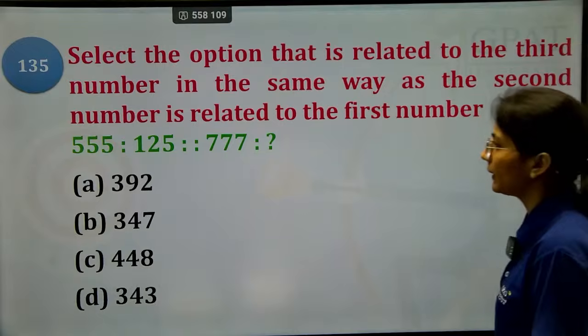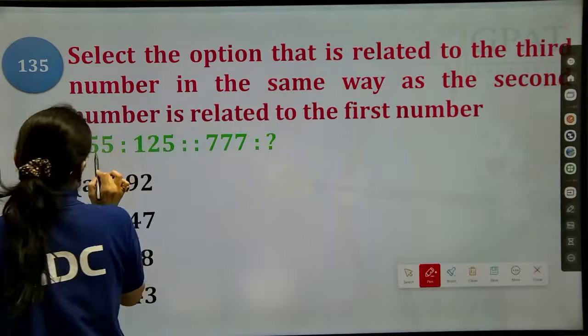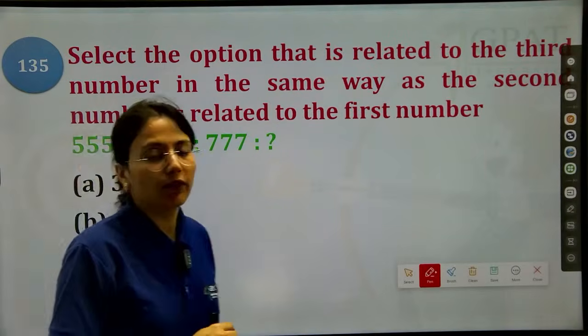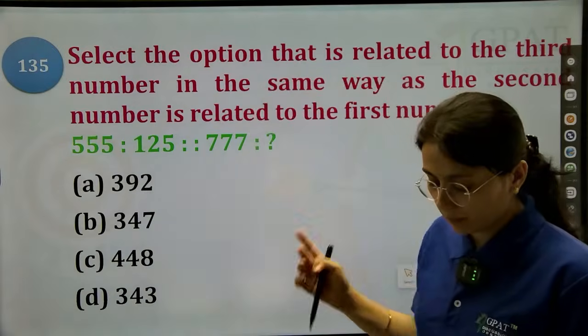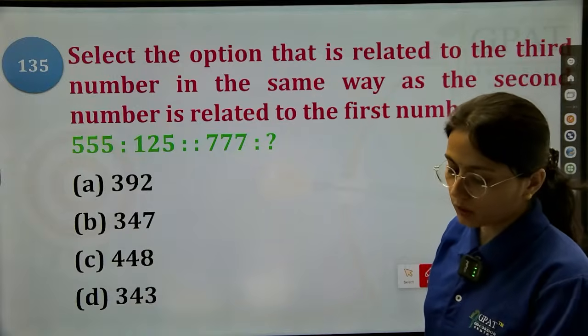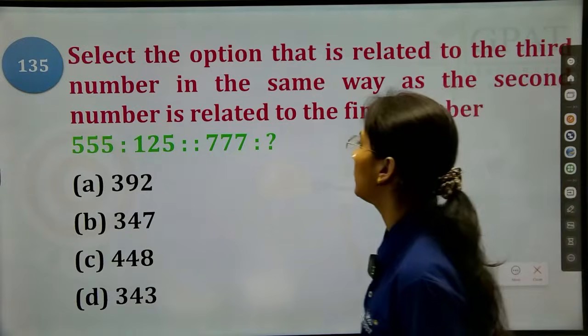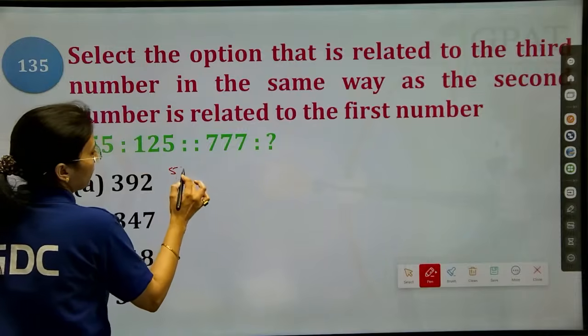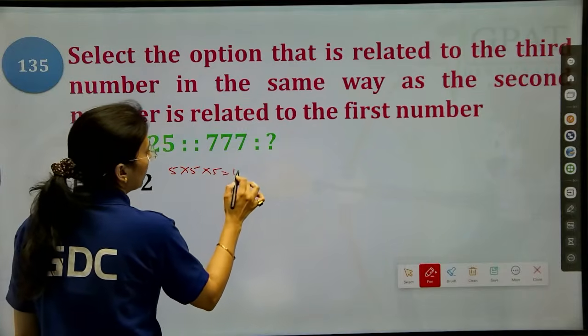So we have to complete that ratio 125, proportion what? That is 7 question mark. So we have to put the correct value in this. So if you see, 5 multiplied by 5 multiplied by 5, you get 125.